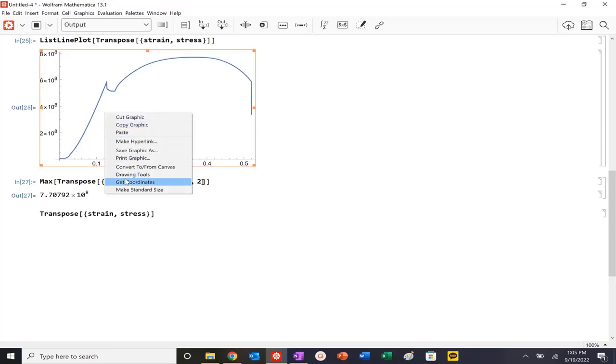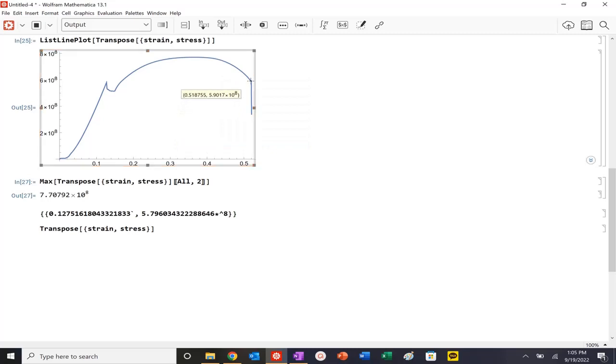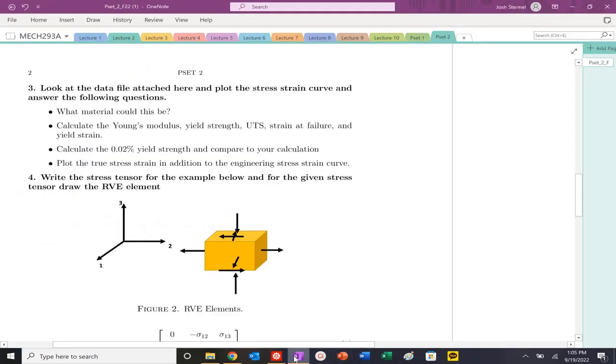Oops, it didn't look like it copied there, but I'm going to actually get my definition of yield stress and yield strain. Let's copy it right there. So my yield stress is about 580 megapascals. My yield strain is 0.12, and you can start to see those values. So I've got my yield strength, ultimate tensile strength, strain at failure, yield strain.